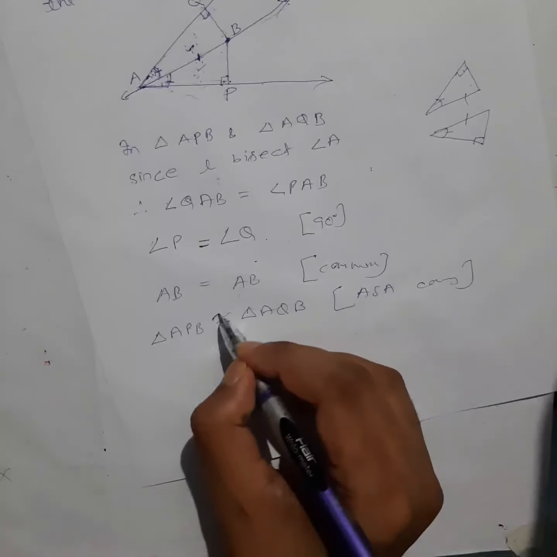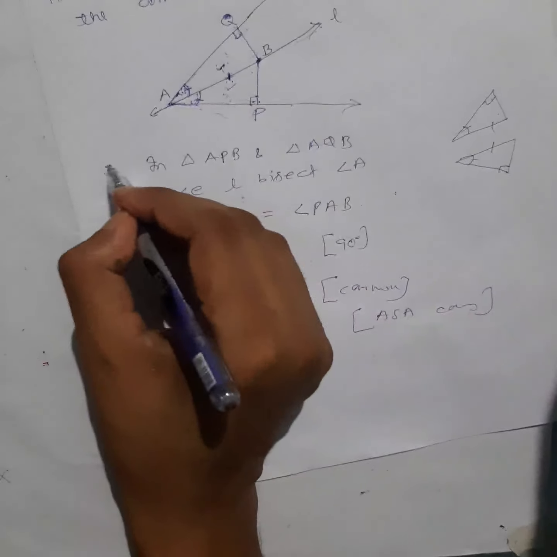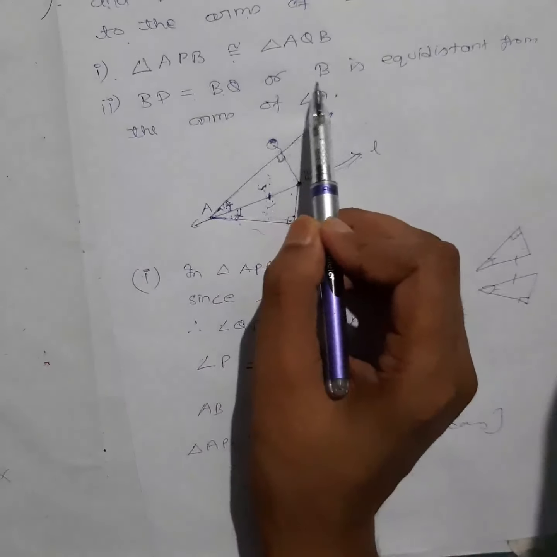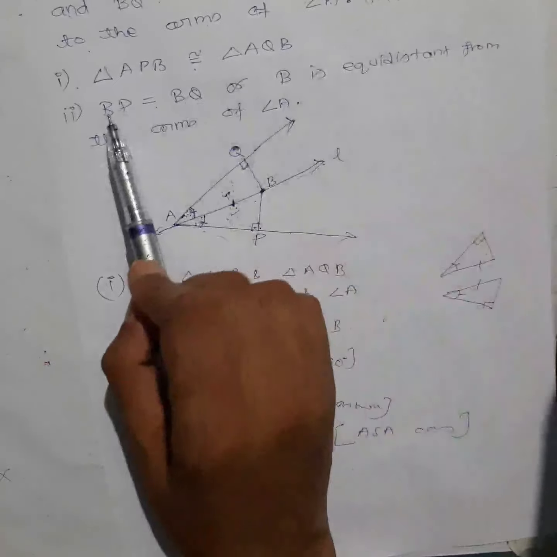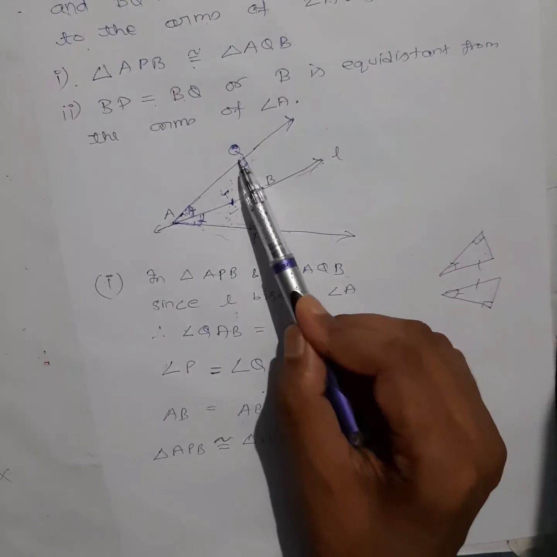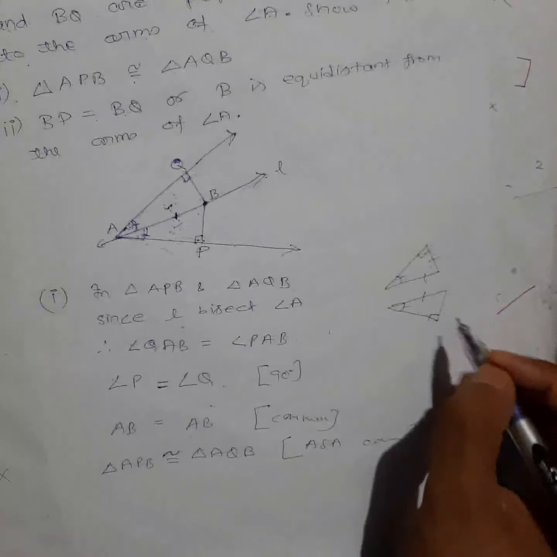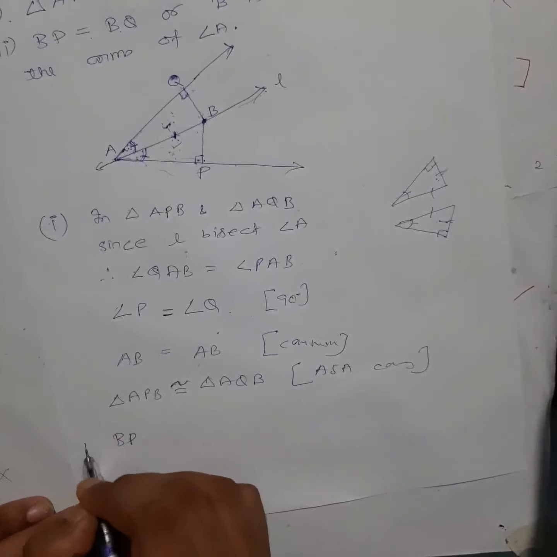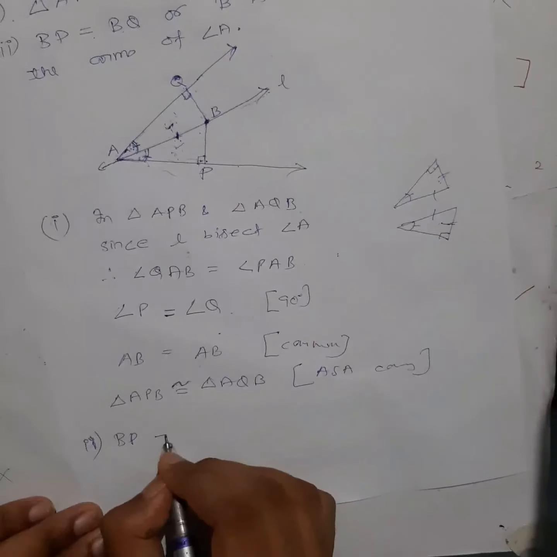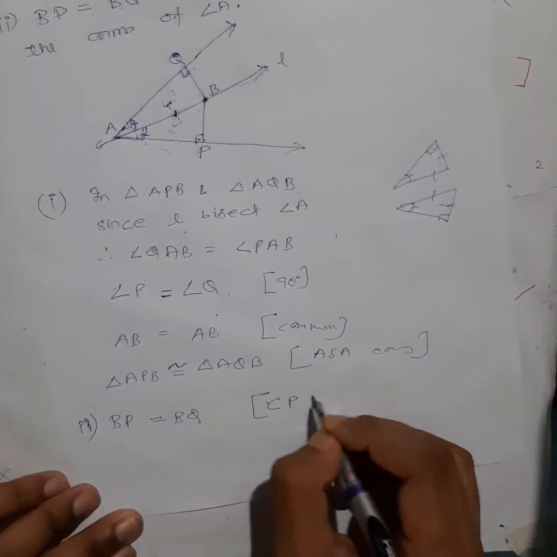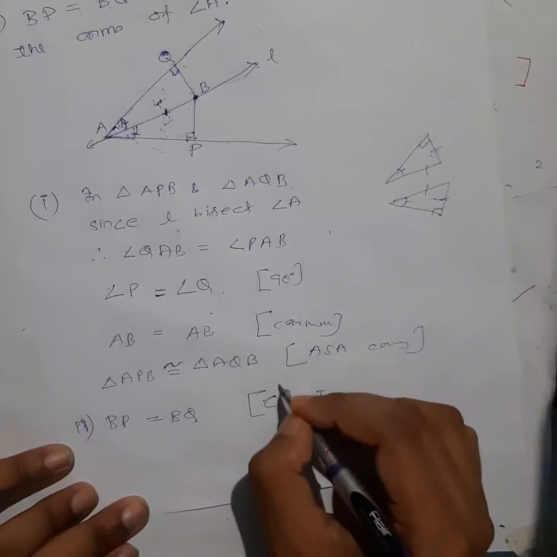Okay, next what they have asked, this was number 1. Number 2, what they have asked: you have to show that BP is equal to BQ. Already you can see this will be equal or not. Obviously, if these two triangles are congruent, then this will be equal. So what can I write? Directly I can write number 2, BP is equal to BQ, right? Why? CPCT, that is corresponding.